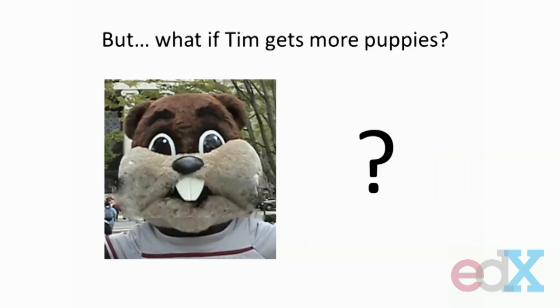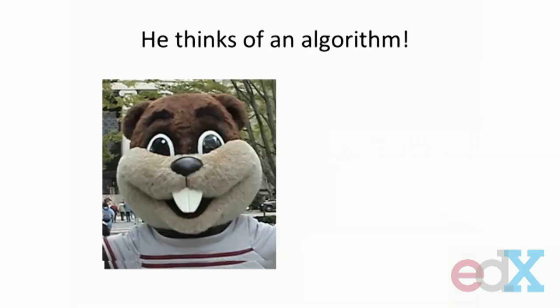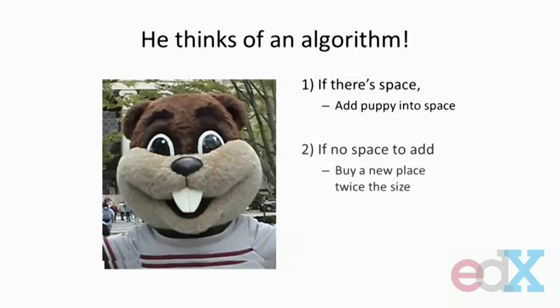But what if Tim gets even more puppies? Since Tim is new, he doesn't know how many puppies he's going to need to store over the course of his business. Luckily, Tim thinks of a new algorithm. If there's space in the current facility, he just adds the puppy into the available space. But if there isn't, he's going to buy a new space that's twice the size of the old, and then move all the puppies from his old facility into the new space.